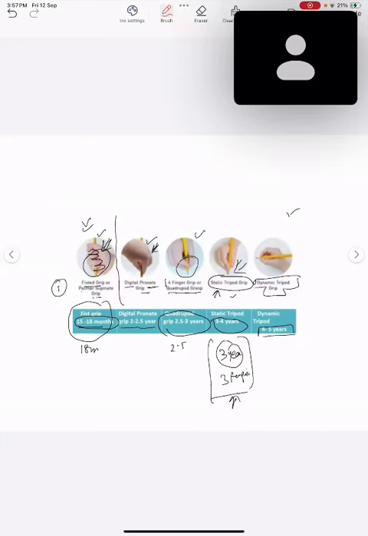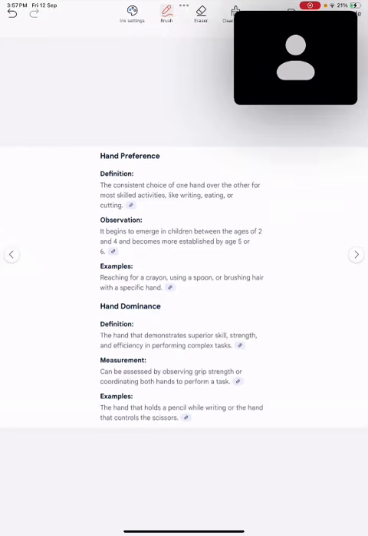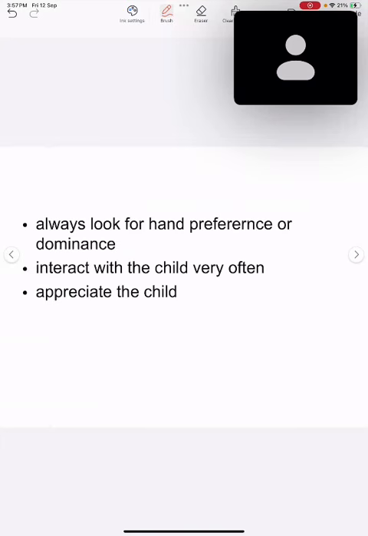Clear? Okay, all right. Now we will see what the hand preference of the child is, how he is holding this. The next step, we will see what type of grasp it is. Is that palmar or is that pronation? Please do remember, interact with the child very often, appreciate the child. That is very important. It will give you many clues towards the diagnosis.